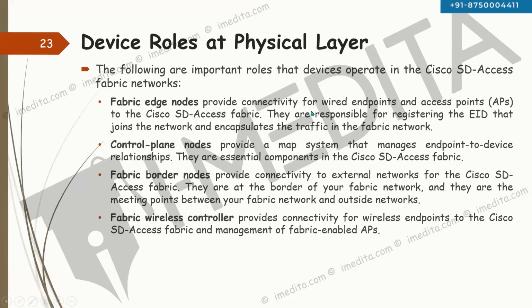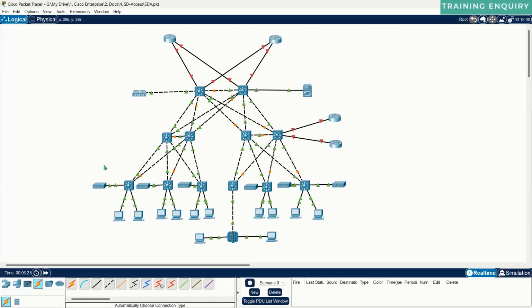So the fabric edge node provides connectivity for the wired endpoints and the access points to the SDA fabric. Now, what happens whenever any device comes online?